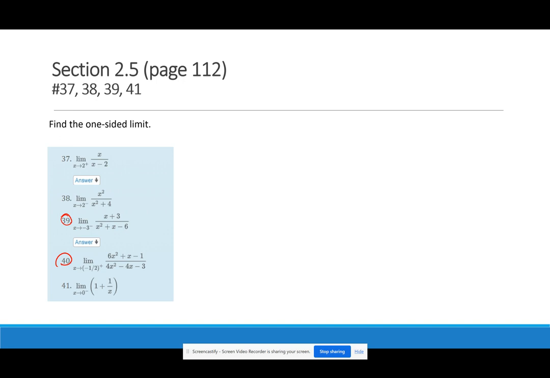Okay, so on 39, we're being asked to find the limit, remember the notation, as x approaches a negative 3 from the left, from the negative side. Okay, all right, so the first thing I might do is think about plugging in a negative 3 in general. All right, when I do that on top, I get a 0 on top. When I do that on the bottom, I'd get a 9, and then minus 3 minus 6, I'd get a 0 on the bottom.